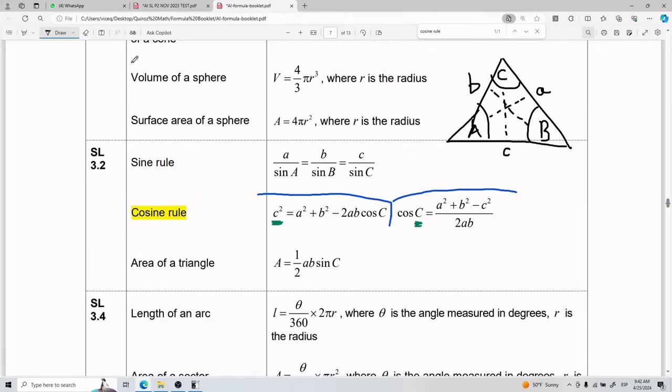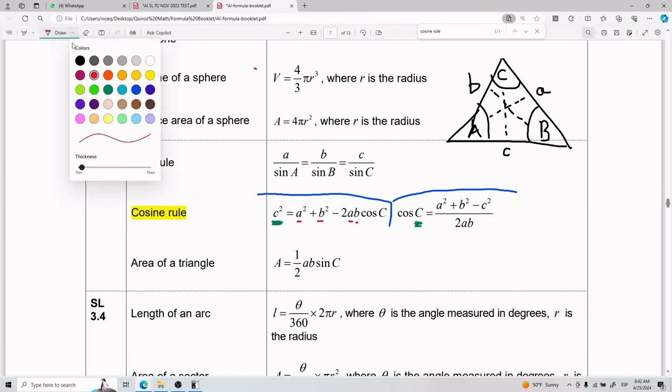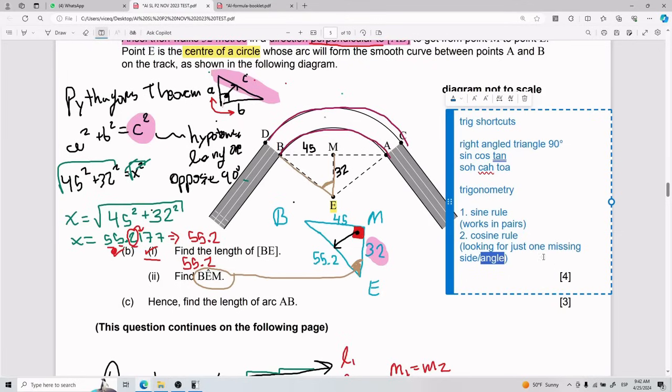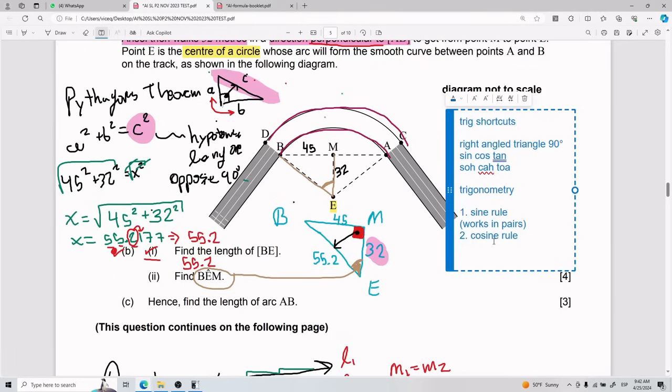And so for cosine rule, if you're looking for one missing side and you have the other 2 sides, and you have the angle of your missing side, you can use cosine rule. While the other version is, I'm looking for one angle and I have all the sides. So that is what I tried to express earlier. It's not really that you're looking for just one side or angle, but maybe now it makes a little bit more sense.